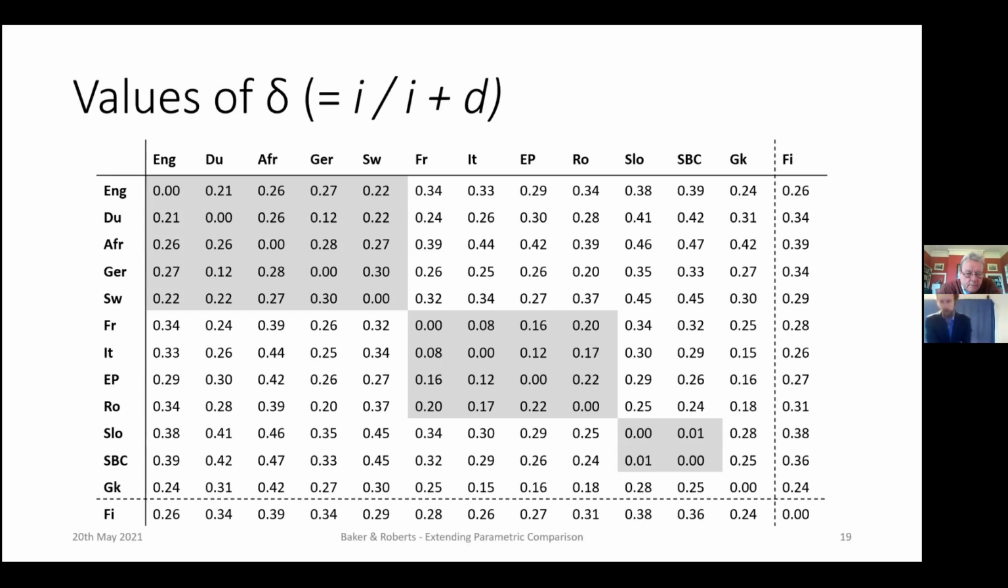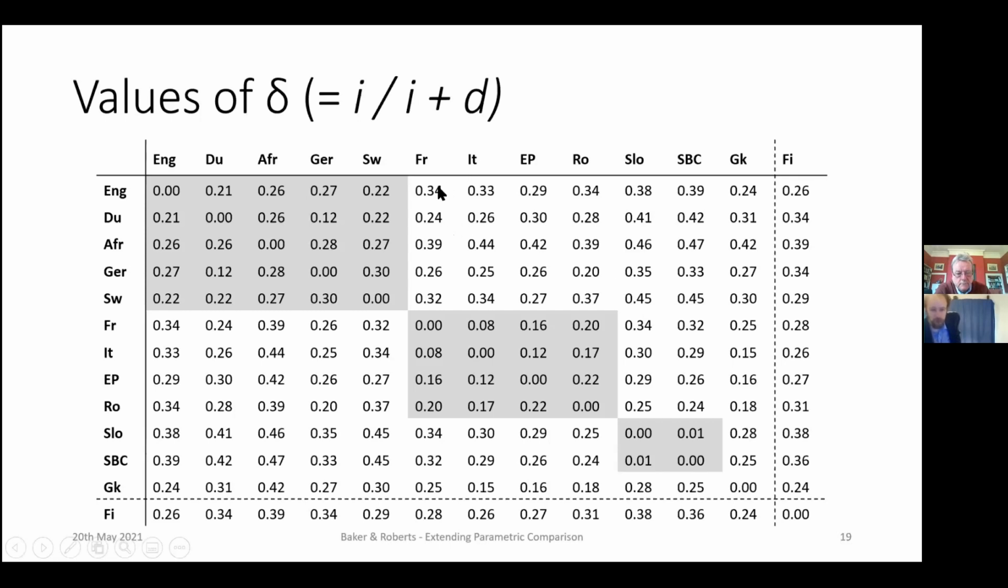So we have 13 languages here. Along the top, we've got English, Dutch, Afrikaans, German, Swedish, French, Italian, European Portuguese, Romanian, Slovenian, Serbo-Croatian, Greek, and Finnish. You'll note that nearly all of these languages are Indo-European languages, Finnish being the only exception. I've just grayed these areas where we're dealing with the families within Indo-European. So we've got Germanic languages, Romance languages, and a couple of closely related Slavic languages, as well as Greek, which obviously does not fall within any other family within Indo-European.